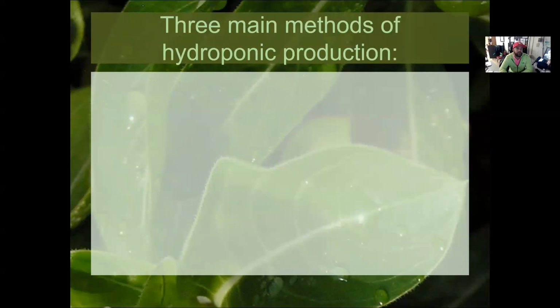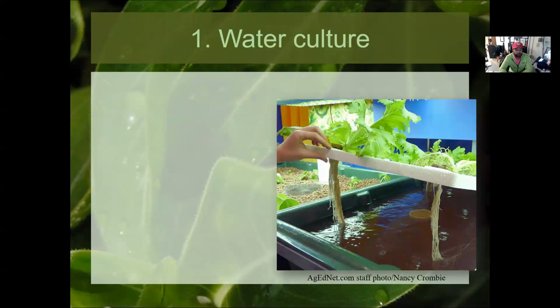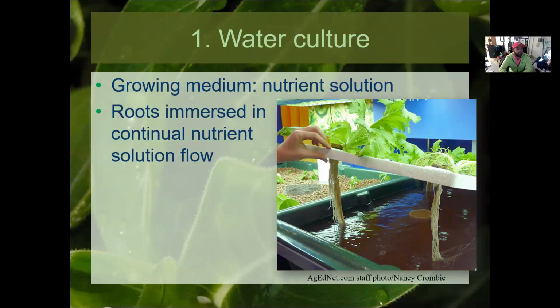So, three main methods of hydroponic production. We have water culture, aggregate culture, and aeroponic culture. We're going to touch on each of these a little bit. So, water culture. This is growing medium, nutrient solution. So, like I always tell you, make sure you read the label on your nutrients and do your research into how much nutrient you're going to be putting into that system.